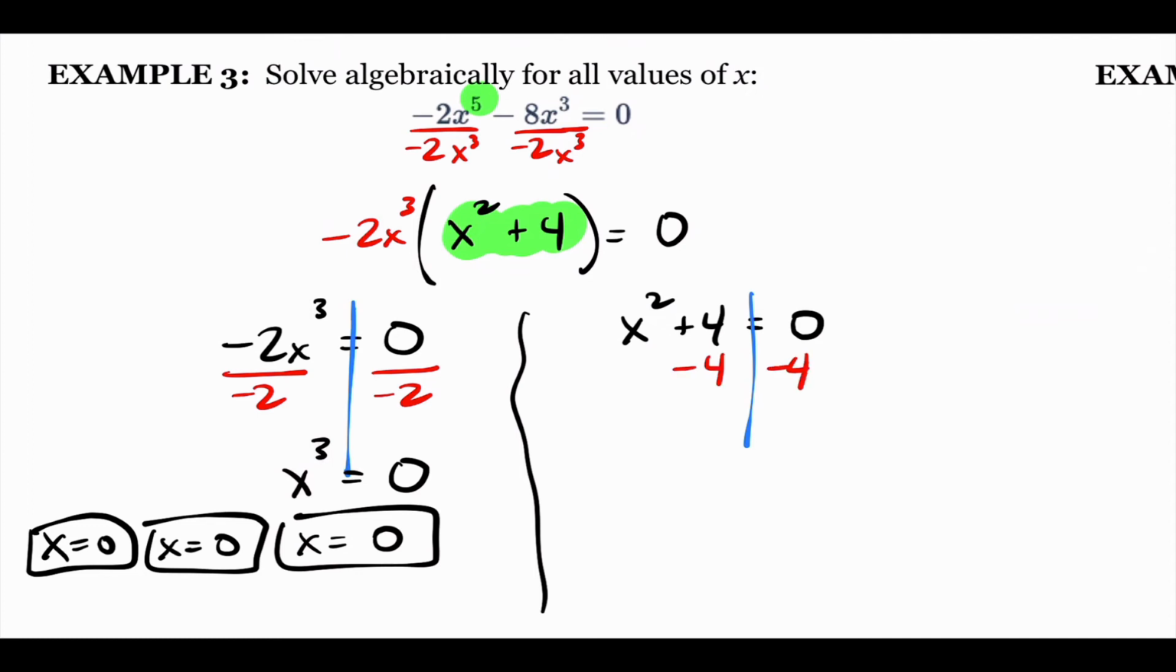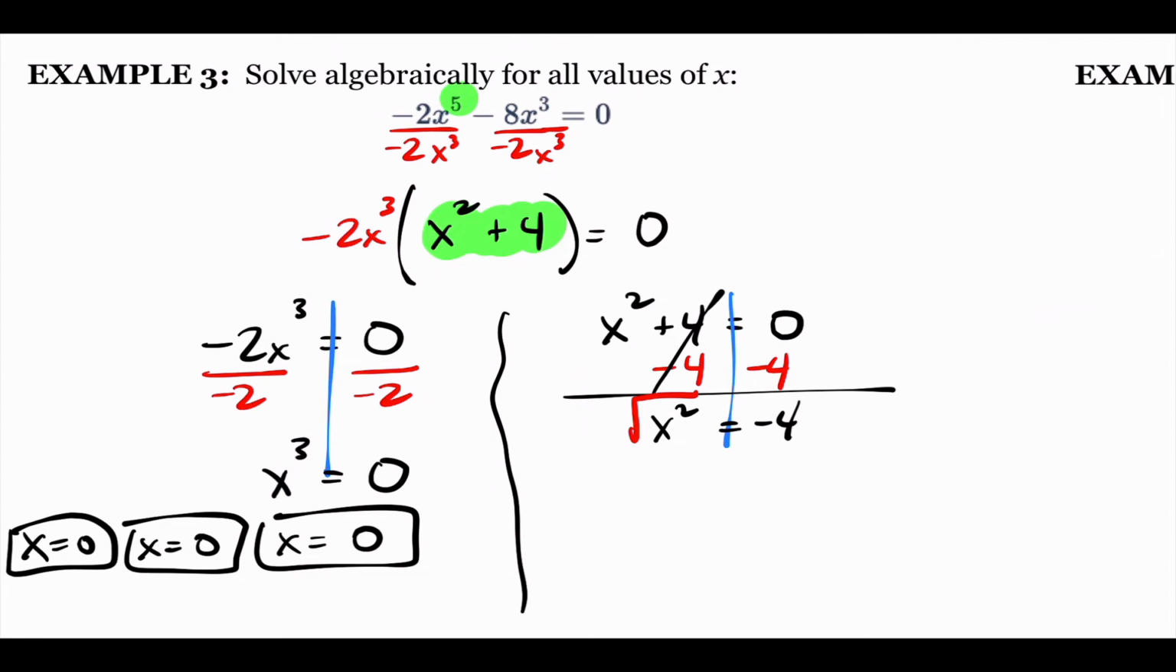Okay, so the other guy. Need to subtract 4 from both sides. Since it wasn't difference of squares, I'm going to solve it this way. Okay, so I get x squared equals -4. How do I undo squared? What's the opposite of squaring something? Taking the square root. The square root of x squared is x. The square root of -4. I've seen that before. Yeah, it's 2i.